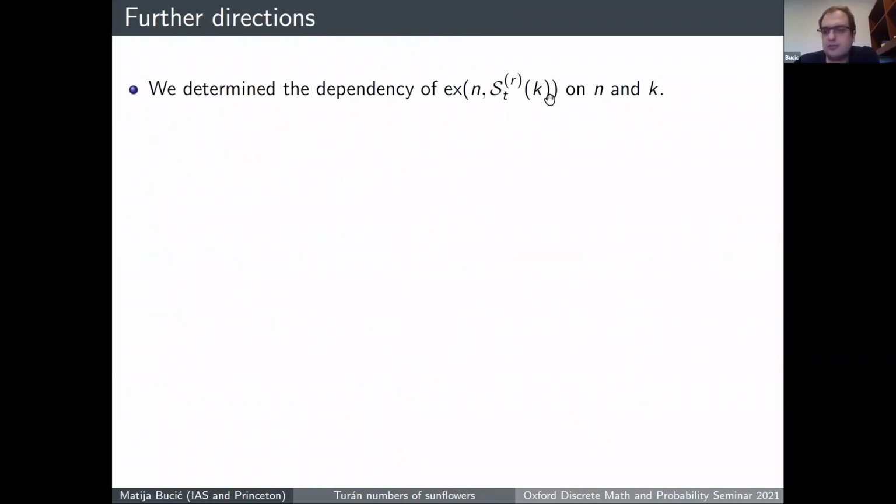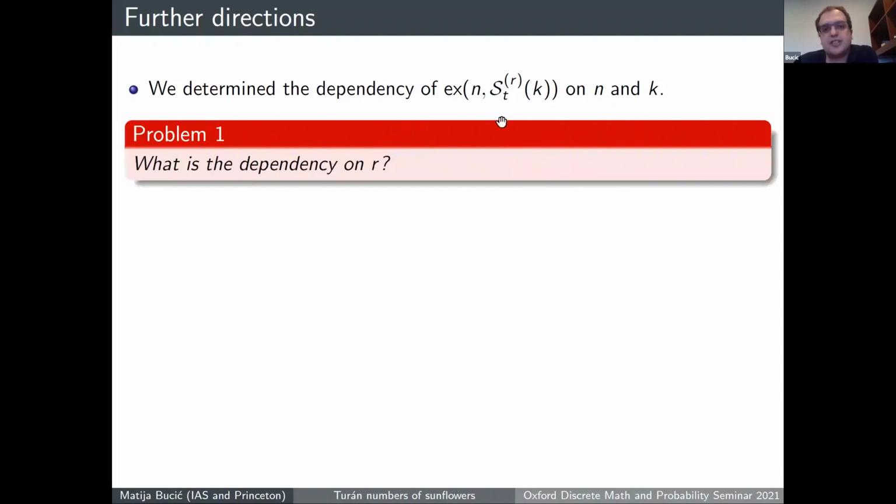So let me quickly wrap up. We managed to determine the correct dependency of this Turán number of a sunflower on both the size of the ground set and the size of the sunflower we are forbidding. And the natural next question is, what can we say about the dependency of this on R, the uniformity? This is the remaining parameter which we want to understand.